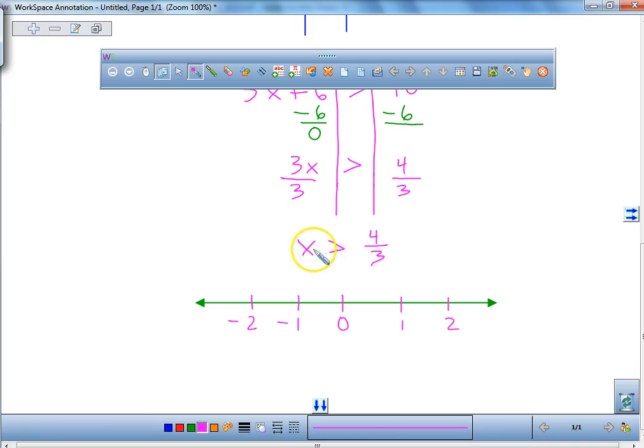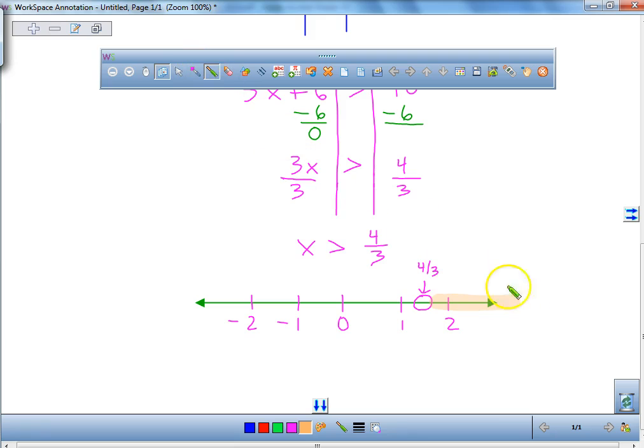Anytime it says x is greater than 4/3, you're going to put an open circle because you're not going to include it. So right now I'm pretending that this is about where 4/3 is. I know it's more like it's in the middle. Right there, an open circle. This is x is greater than 4/3, which means everything to the right needs to be shaded.